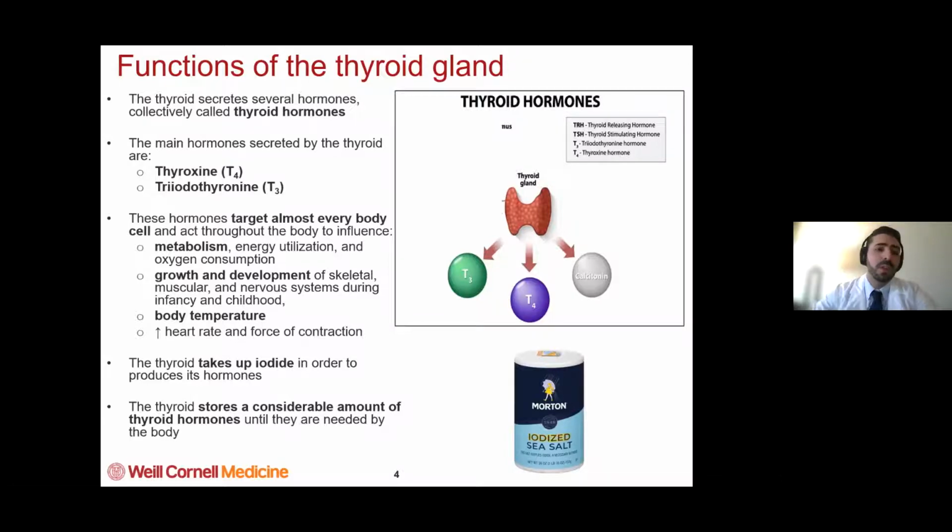So thyroid hormones target pretty much every cell in the body, and they influence a wide range of normal physiologic function. These include metabolism, energy utilization, and how quickly our cells consume oxygen. It is also very important for babies, fetuses, and children in normal growth and development, including skeletal and muscular development and development of the nervous system.